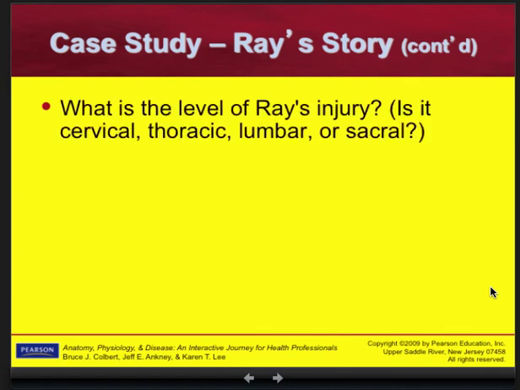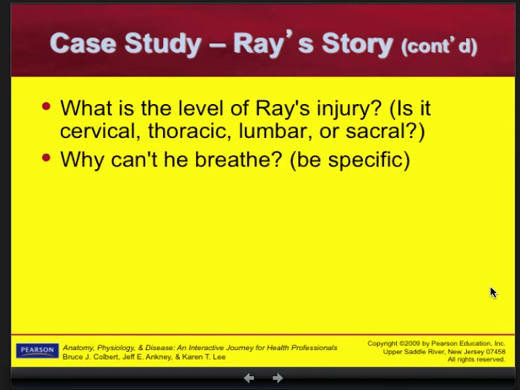What is the level of Ray's injury? Well, it's cervical, right? Because we know that it's the vertebrae in the neck that were affected. Why can't he breathe? Well, the reason for this is that the respiratory centers of the brain lie primarily in the brain stem, particularly the hypothalamus controls respiratory rate.